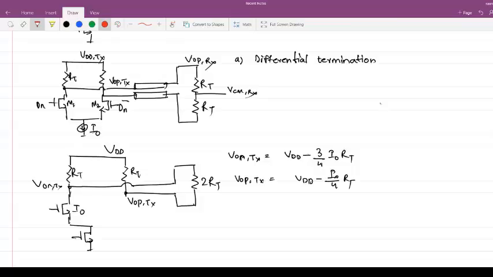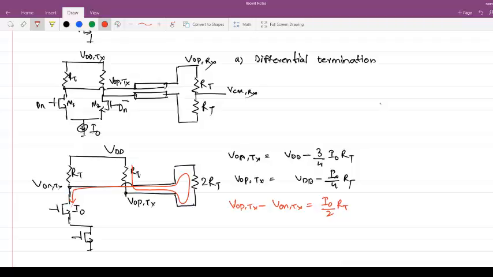If you see the current which is flowing on the right branch, it's something like this. It's coming from the VDD on the right transistor and flows through it. So VOPTX minus VONTX is equal to I0 by 2 times RT. The signal swing is the same as what you get with the common mode termination. The only difference is the current flowing through the termination resistor on the receiver side is I0 by 4.